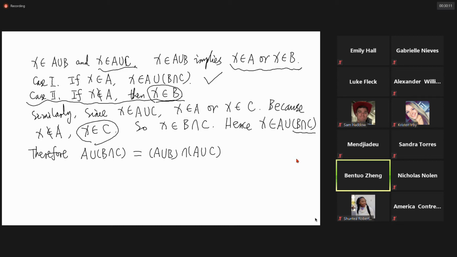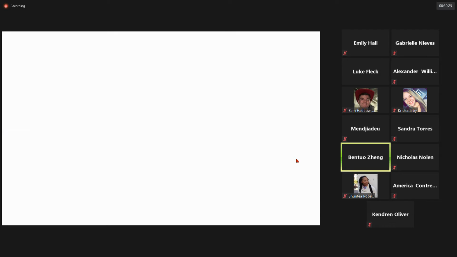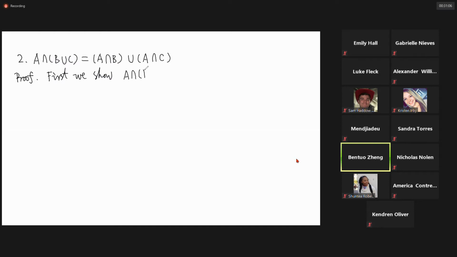So let me start a new page. Okay, the second thing we want to show is A intersect B union C is equal to A intersect B union A intersect C. Again, we are going to prove this in two steps. First, we show that A intersect B union C is a subset of A intersect B union A intersect C.